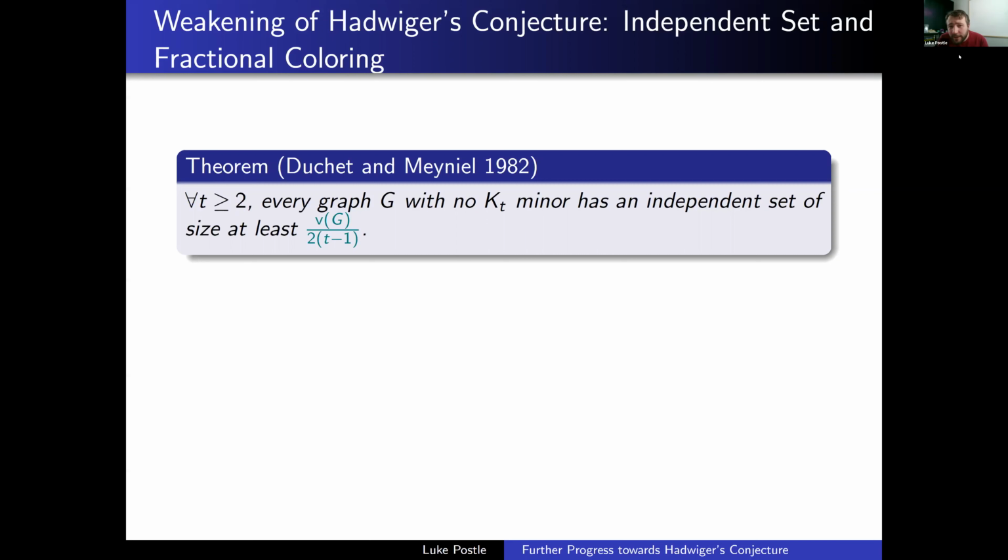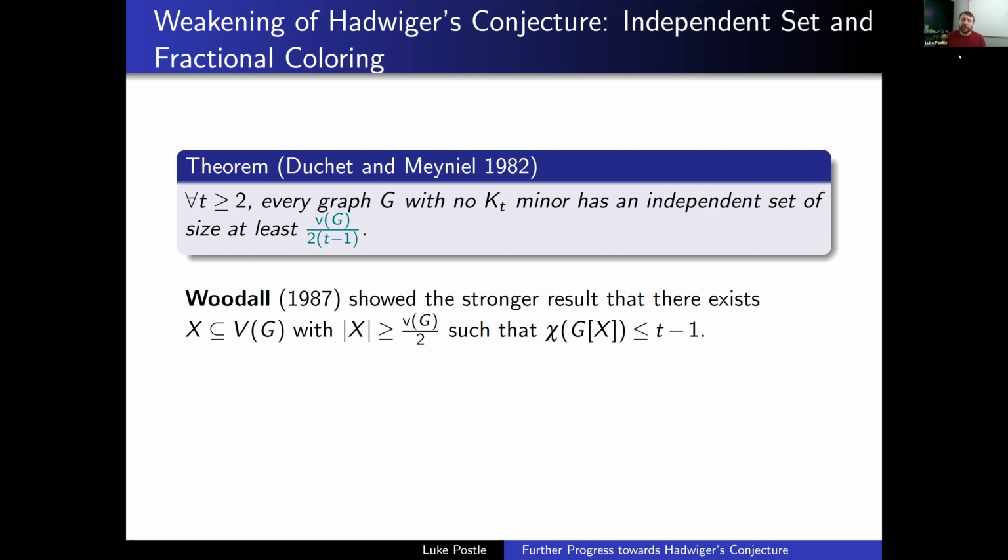Duchet and Meyniel in 1982 showed linear Hadwiger for just finding one large independent set. They showed that every graph with no K_t minor has an independent set of size at least v(G) over 2t minus 1, where v(G) denotes the number of vertices, so with a factor of 2 there. Hadwiger's conjecture would imply this with v over t minus 1, but here we get a linear version of that. I'll also mention Woodall showed a stronger result, implied by the proof, that there's a set of at least half the vertices that has chromatic number at most t minus 1.